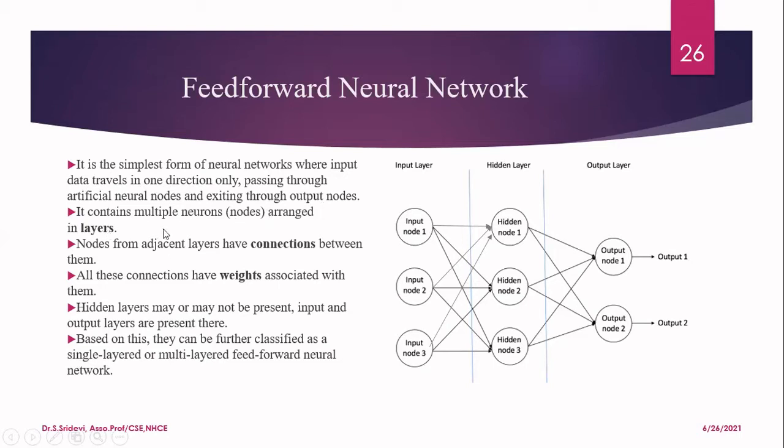They are arranged in various layers. And here if you see, I have first input layer, then hidden layer, and then output layer. In every layer, I have circles. The circles are nothing but the neurons which are also called nodes. And the nodes from adjacent layers have connection between them. If you consider these two nodes, they have the connection. And this input node does not have any direct connection with the output node. Every node is connected to nodes in the adjacent layers only.